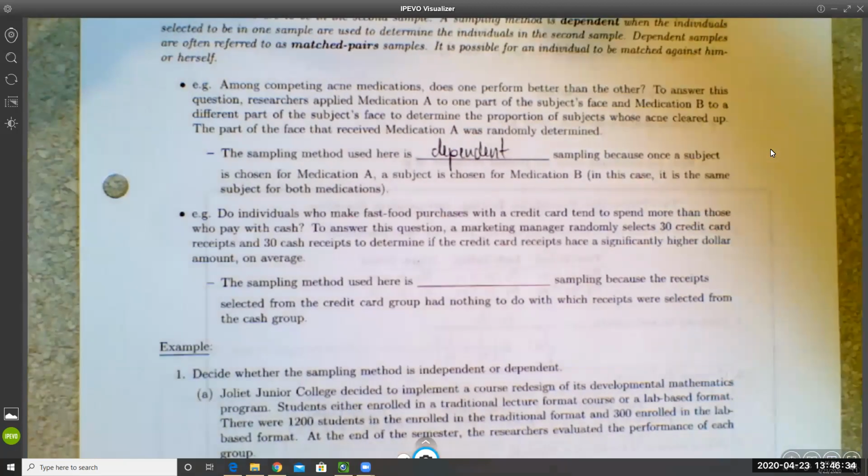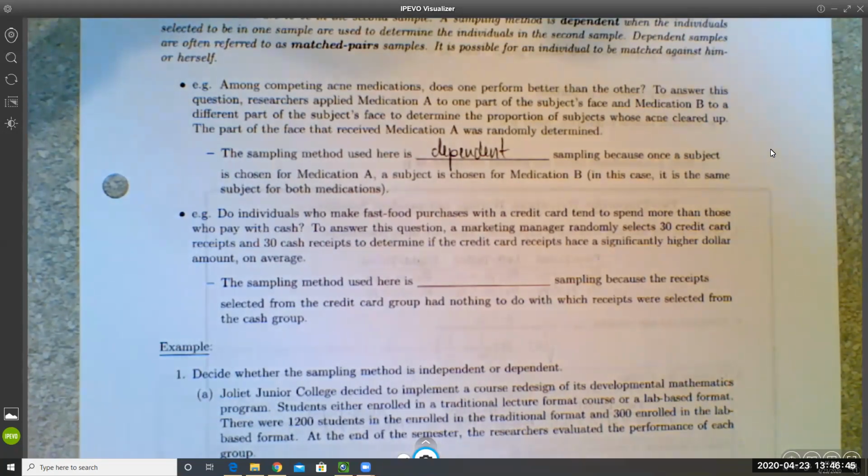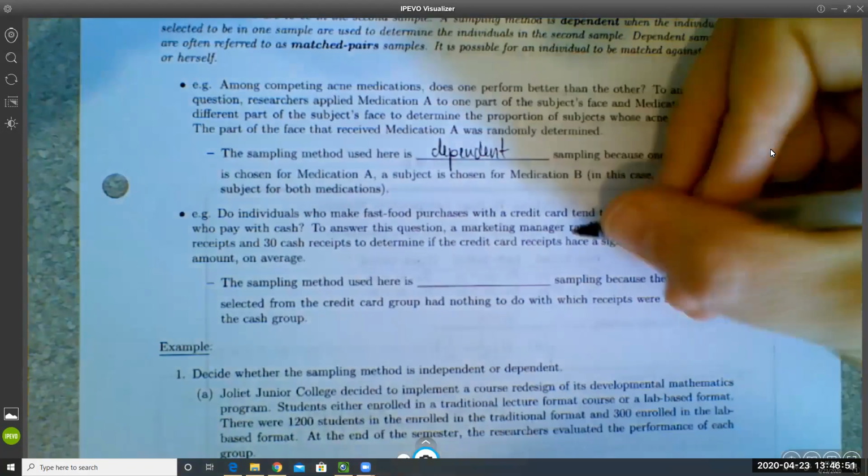Here's another example. It says, do individuals who make fast food purchases with a credit card tend to spend more than those who pay cash? To answer this question, a marketing manager randomly selects 30 credit card receipts and 30 cash receipts to determine if the credit card receipts have a significantly higher dollar amount on average. Let's just say have.